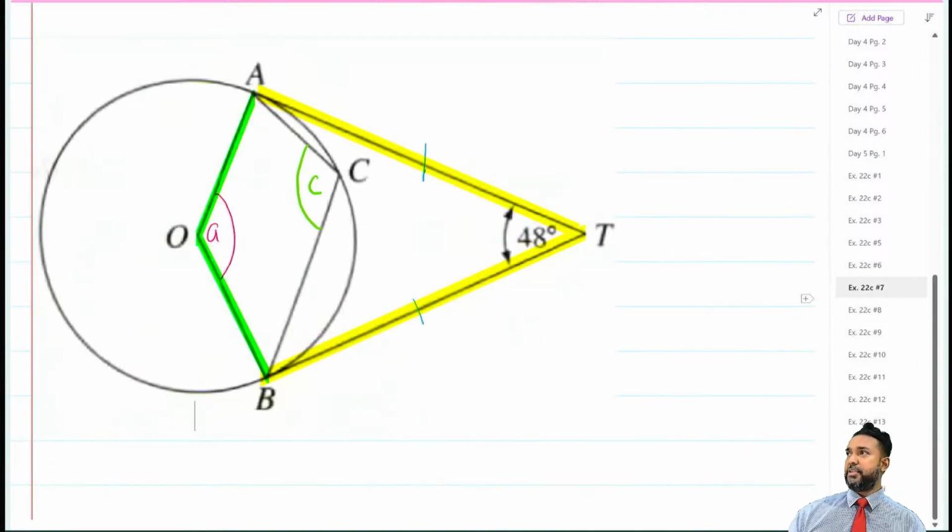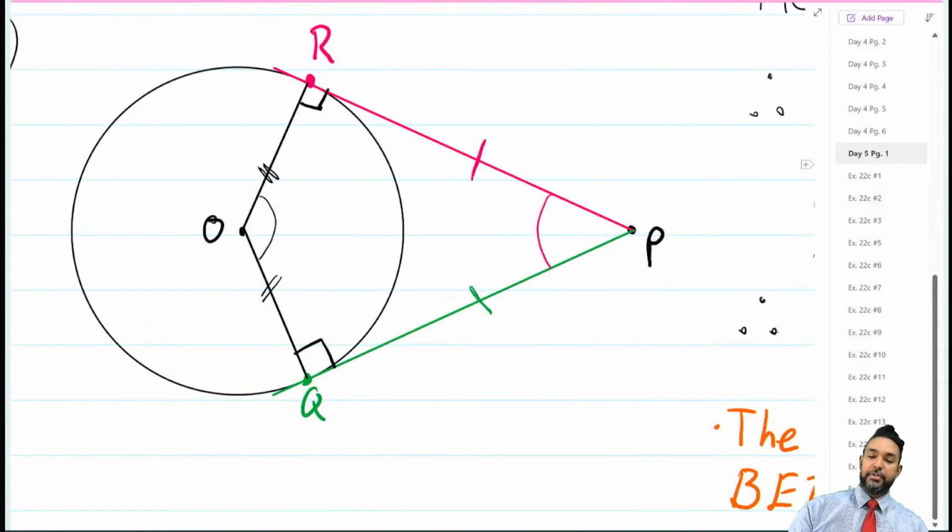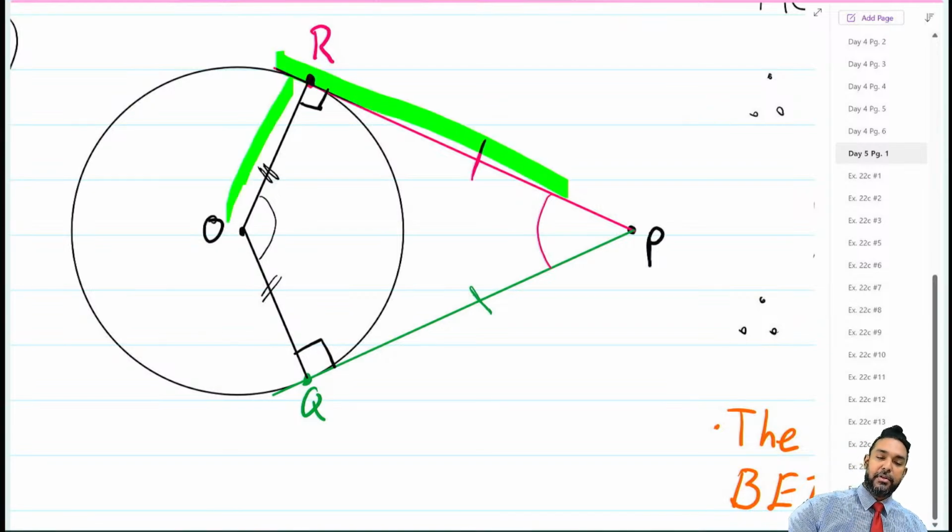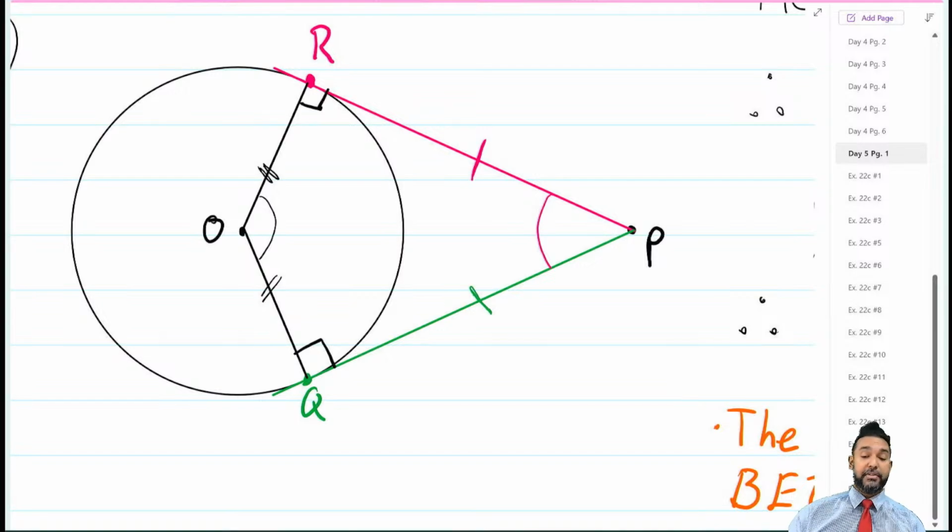We have a couple extra lines here, right? But if we go back to this now, we also see a couple things here. What are those angles there? Those angles are 90 degrees, because that's a rule we learned last week Wednesday. The angle between a radius and a tangent is 90 degrees at the point of tangency, right?